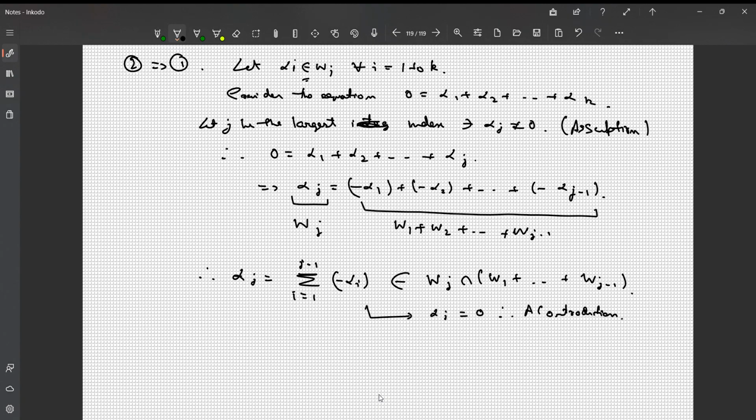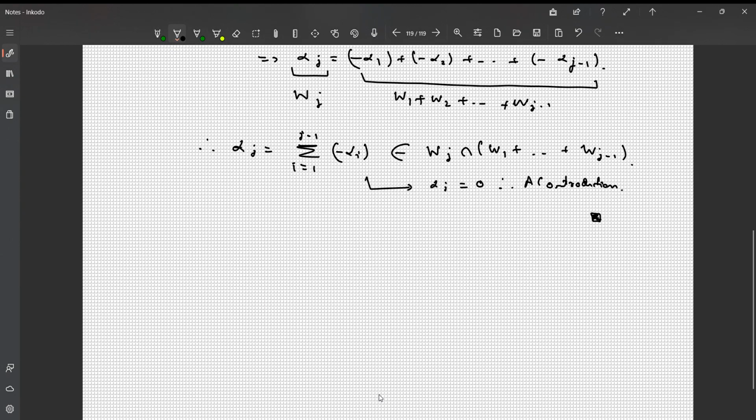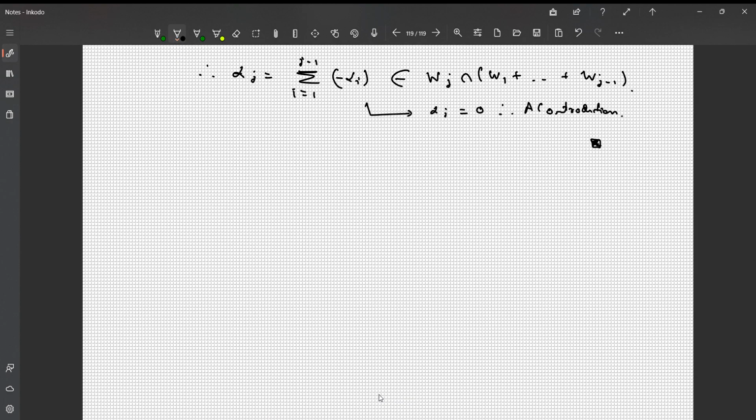So that means you cannot assume that there is some largest index which is a non-zero vector, right? So therefore every vector in this expression 0 equals alpha 1 till alpha k must all be zeros, right? I think this is more mathematically precise, a proof by contradiction. So we have proved the equivalence of 1 and 2.